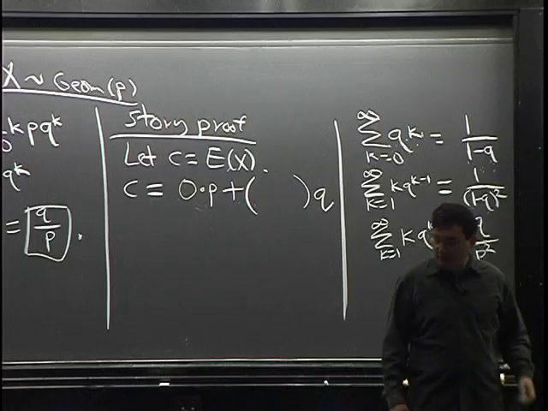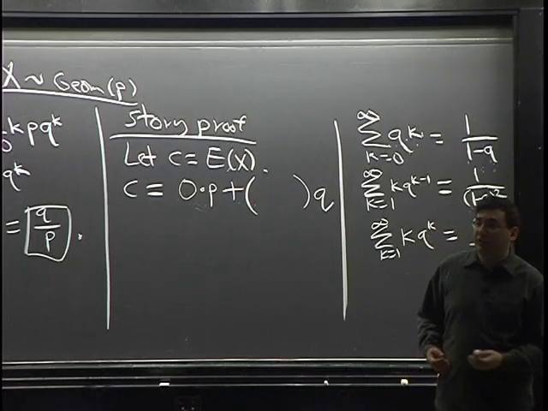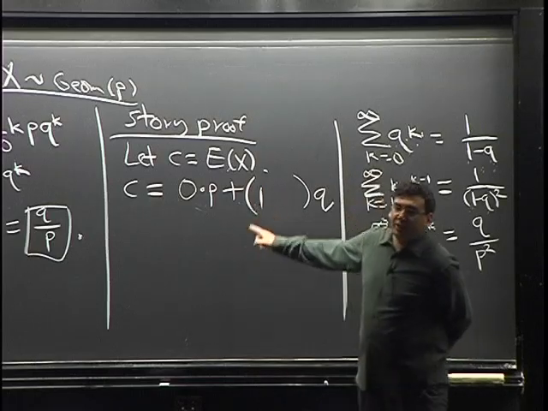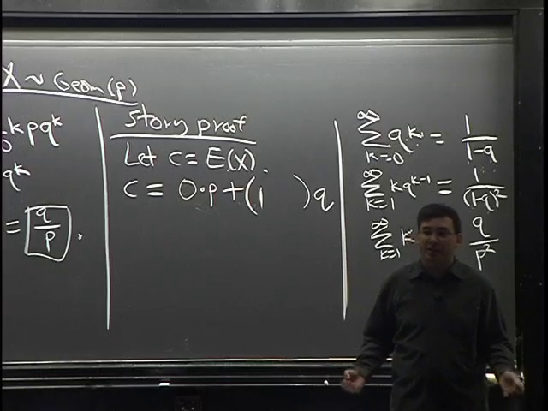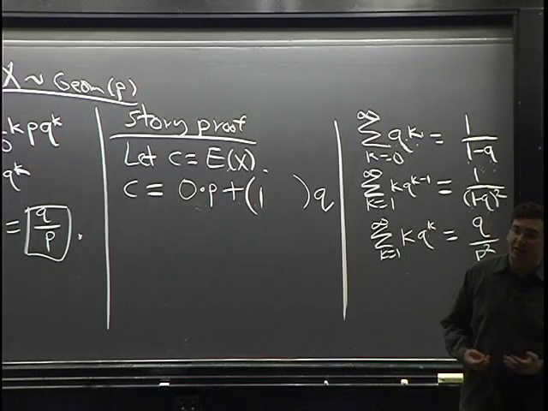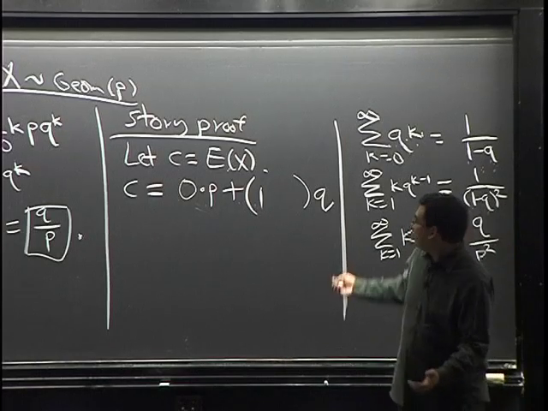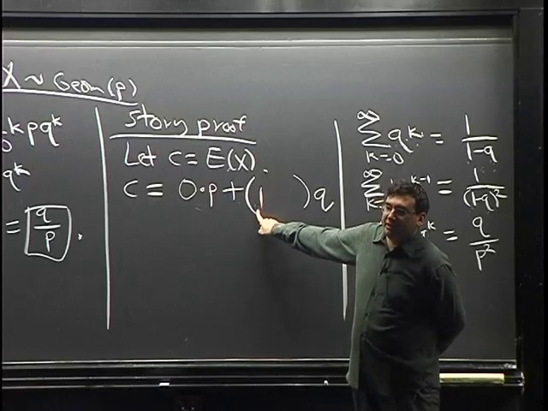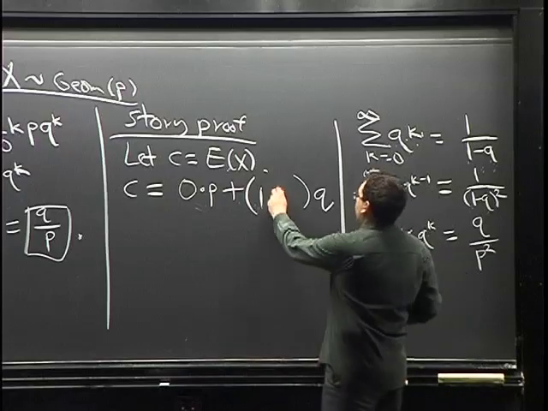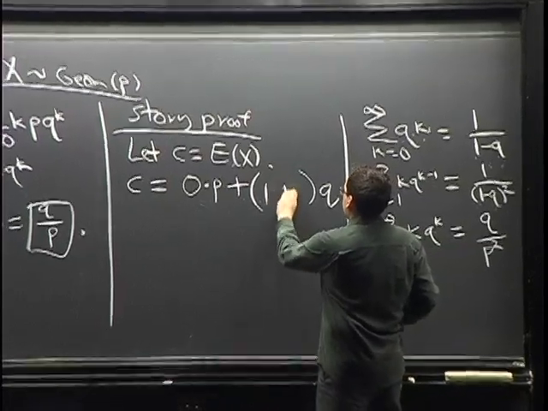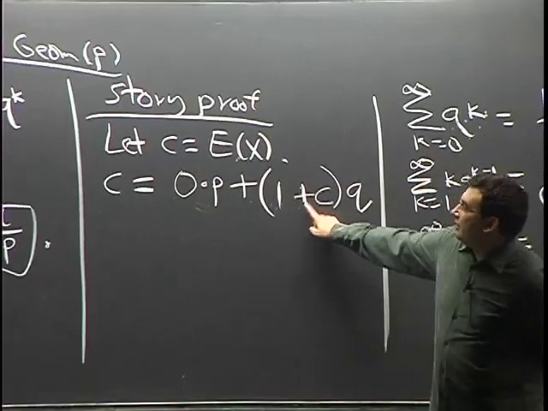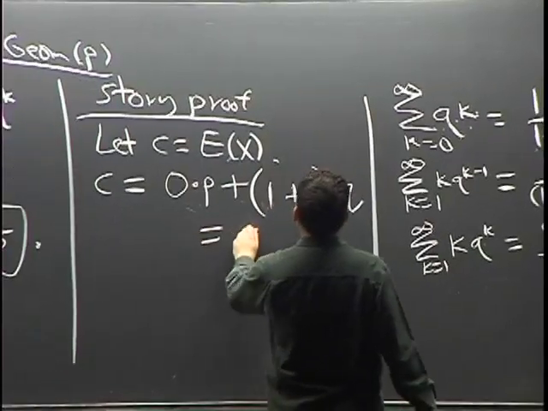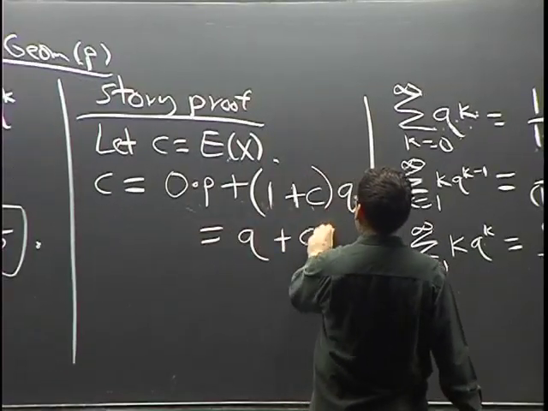Now, if it's failure the first time, we have that one failure, but then notice it's the same problem again, right? The coin is memoryless. The coin is not out to get you. The coin's not trying to help you. It's just a coin. One failure, then the problem restarted. So it's the same problem again, so it's plus c again. So what's that? That's just q plus c q.